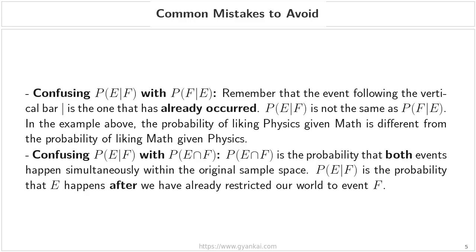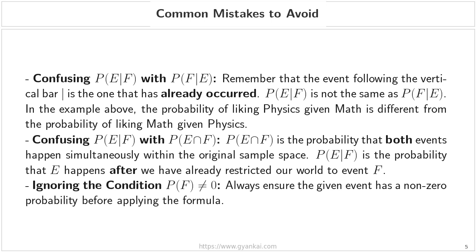Second, do not confuse the conditional probability, P of E given F, with the intersection, P of E intersection F. This is a very common mistake. The intersection, P of E intersection F, represents the probability that both events happen simultaneously within our original, full sample space. However, conditional probability is different. It is the probability of E happening after we have already restricted our entire world to only the outcomes in event F. In short, the intersection looks at the whole group, while conditional probability looks only at the subgroup.